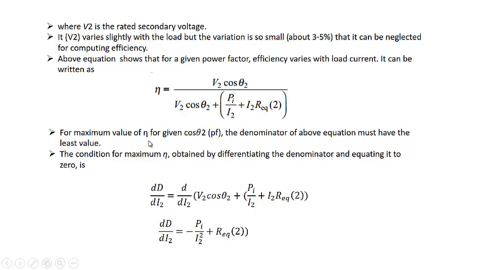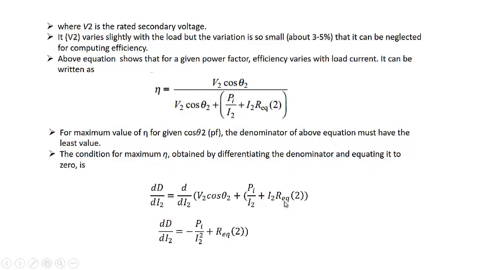For the maximum value of efficiency for a given theta 2, we keep this constant. The denominator of the above equation must have the least value. We can do it in the normal way, which will also give us the same value, but we'll do it only for this case, so that 2 or 3 steps are eliminated. The condition for maximum efficiency is obtained by differentiating the denominator and equating to 0.